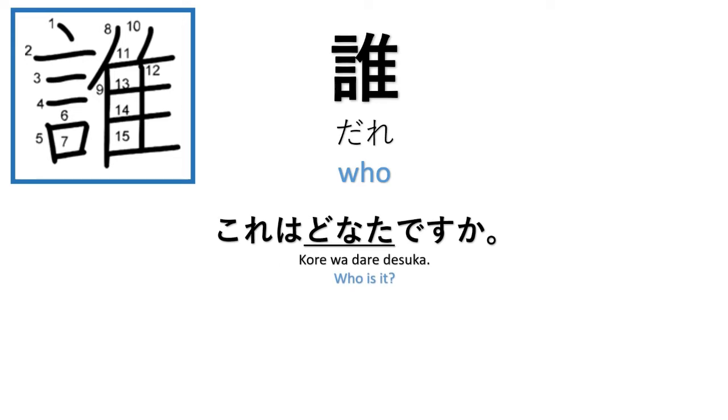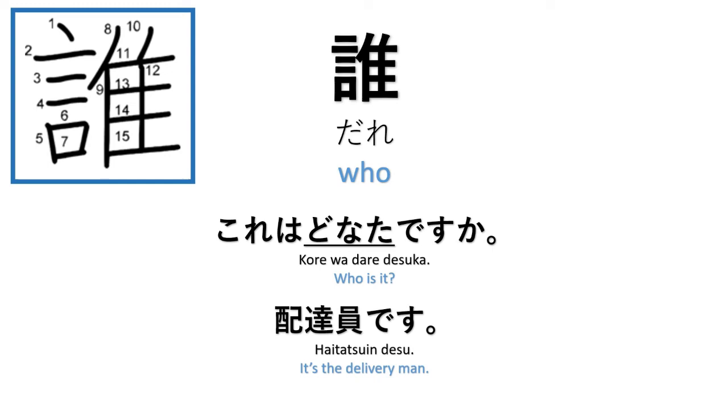Kore wa donata desu ka? So who is it? Or who is this person? Haitatsu-in desu. It's the deliveryman. So when you are talking to a stranger and if you do not know him, we use donata. More polite way of asking who somebody is. Okay?